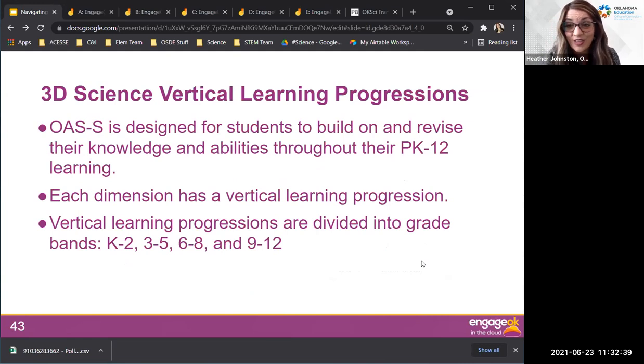Just in case you didn't know we had vertical learning progression documents, we did want to say that our science standards are designed for students to build on and revise their knowledge pre-K through 12th. So students learn a little bit of something, they move on to another grade level, they'll build on the big ideas, might not be directly, could be indirectly, depending on what the topic is, but all of our dimensions, the science and engineering practices, cross-cutting concepts, and those disciplinary core ideas have a learning progression.